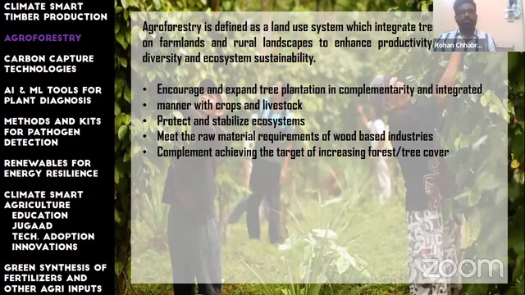Then agroforestry. Agroforestry is defined as a land use system which integrates trees and shrubs on farmlands and rural landscapes to enhance productivity, profitability, diversity, and ecosystem sustainability. Now, agroforestry encourages and expands tree plantation in a complementary and integrated manner with crops and livestock. It protects and stabilizes ecosystems, meets the raw material requirements of wood based industries, and complements achieving the target of increasing forest and tree cover. And hence, agroforestry could be a way forward for communities to thrive.